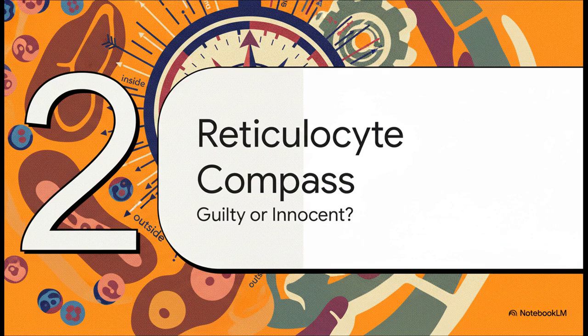And this is maybe the single most important branch point in the whole tree, especially for normocytic anemias, the reticulocyte count. These are just baby red blood cells, right? And that count is your compass. It tells you one simple thing. Is the bone marrow factory working, or is it the source of the whole problem?